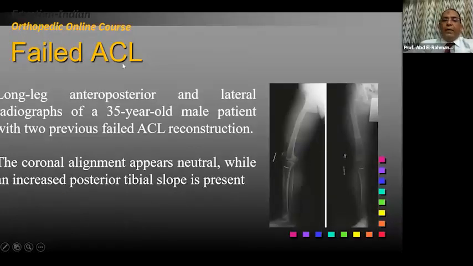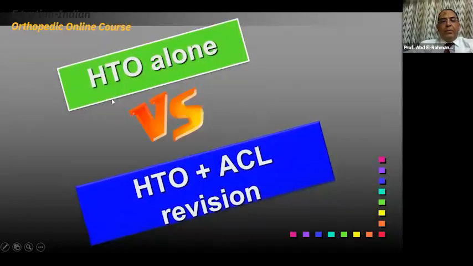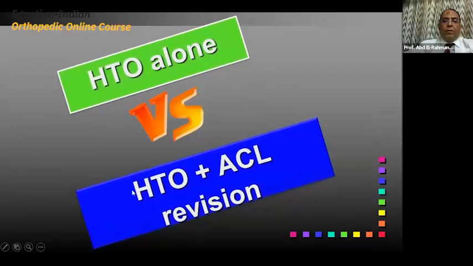In a failed ACL, you have to address all the possible causes of failure. Long leg anteroposterior and lateral radiographs: this X-ray is for a 35-year-old male patient with 2 previous failed ACL reconstructions, and the cause was the increased tibial slope. There was no problem in the tunnel or anything, just the increased tibial slope and the varus malalignment. So, do high tibial osteotomy alone, or high tibial osteotomy and the ACL in revision cases in one setting?